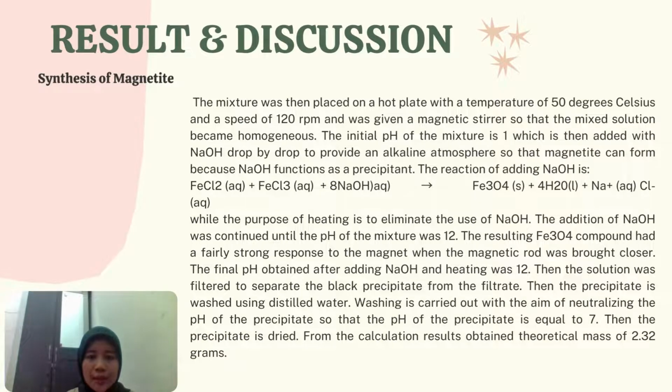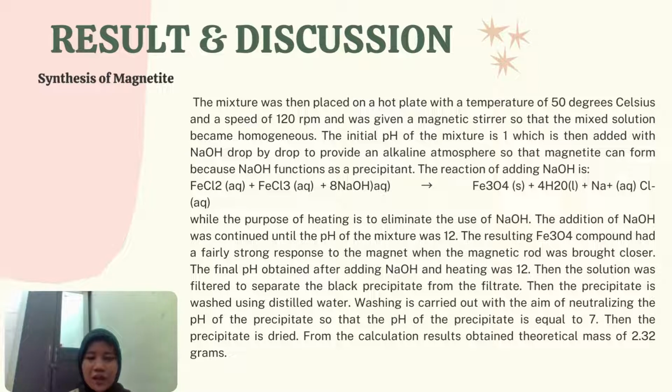The mixture was then placed on a hot plate with a temperature of 50 degrees Celsius at a speed of 112 revolutions per minute and was given a magnetic stirrer so that the mixed solution became homogeneous. The initial pH of the mixture is 1, which is then added with sodium hydroxide drop by drop to provide an alkaline atmosphere so that magnetite can form, because sodium hydroxide functions as a precipitate.